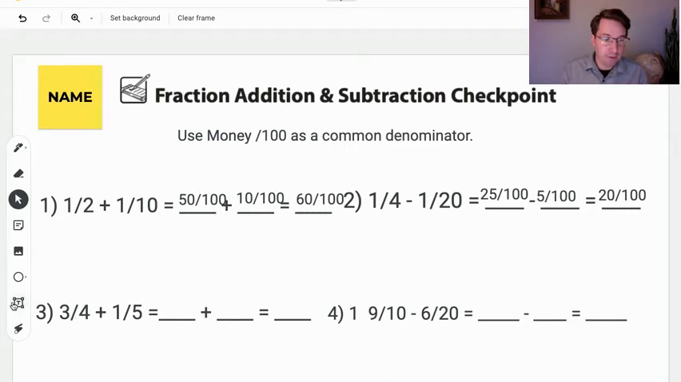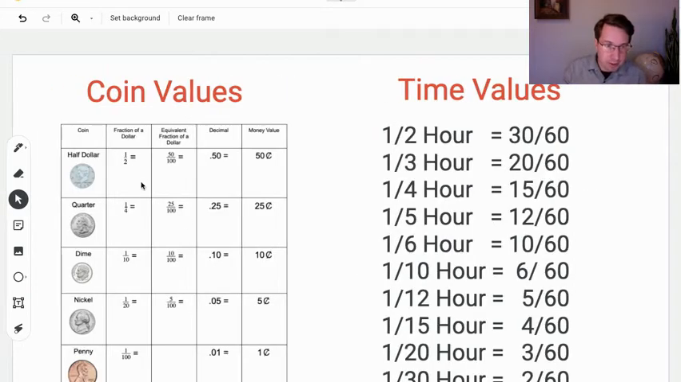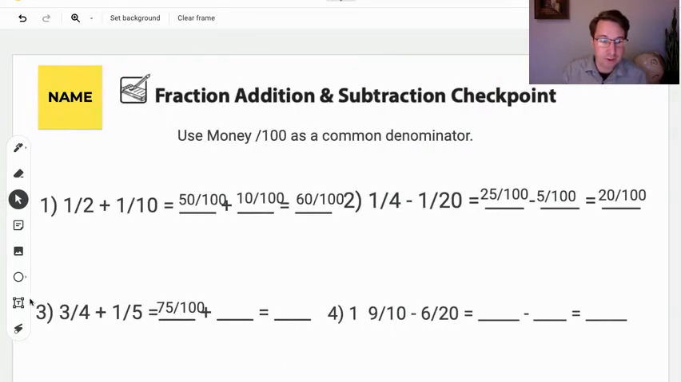Number 3, 3/4, well that's 3/4 or 75 cents, 75 hundredths. 1/5, let's go back to our reference here. There is no coin that's 1/5. Well, we can use our memory to remember that 1/5 is equal to 2/10, right? And so 1/10 is 10 hundredths, so 2/10 has to be 20 hundredths or 20 cents. So 1/5 of a dollar is 20 hundredths. A little bit more challenging. 75 hundredths plus 20 hundredths is 95 hundredths, 95 cents.